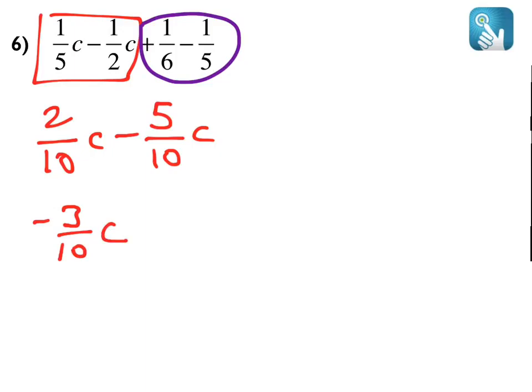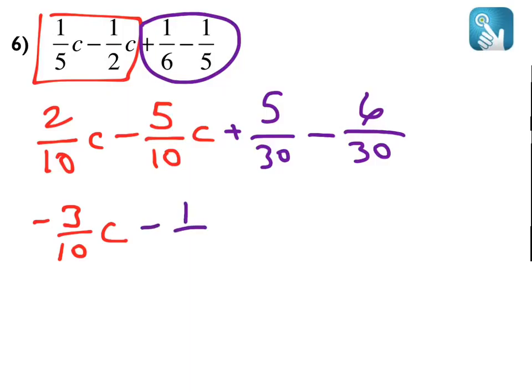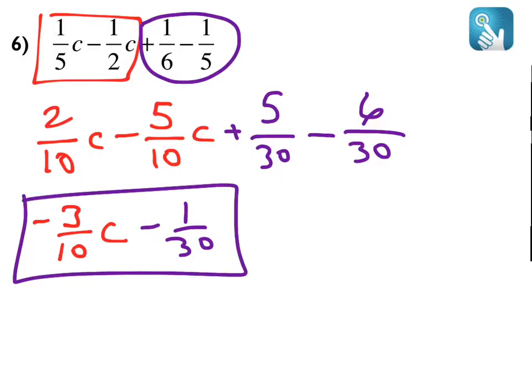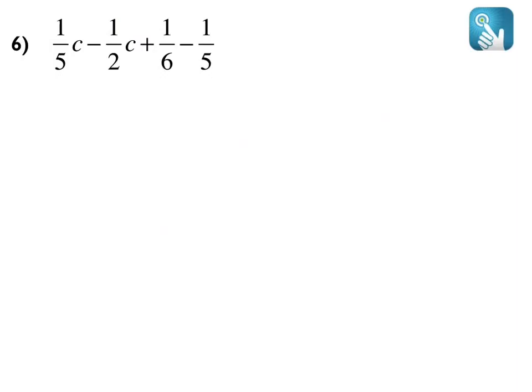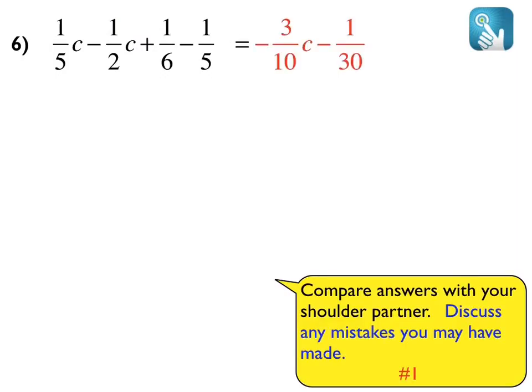Now for the constants, 1/6 minus 1/5. What's the LCD? 30. So let's make this one 30 and minus something over 30. The first fraction needed to be multiplied by 5 and the second one by 6. What's 5 minus 6? Negative 1 over 30. So this is our final simplified expression. Very good. Any questions about number 6? Alrighty.